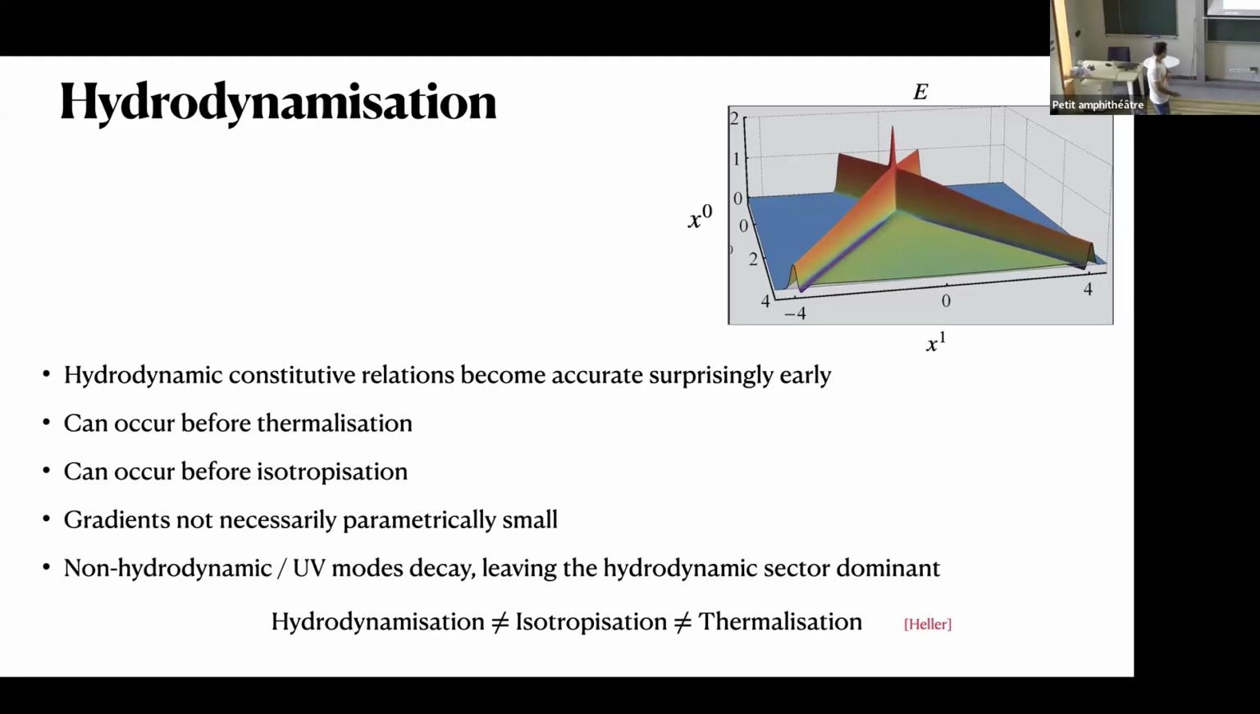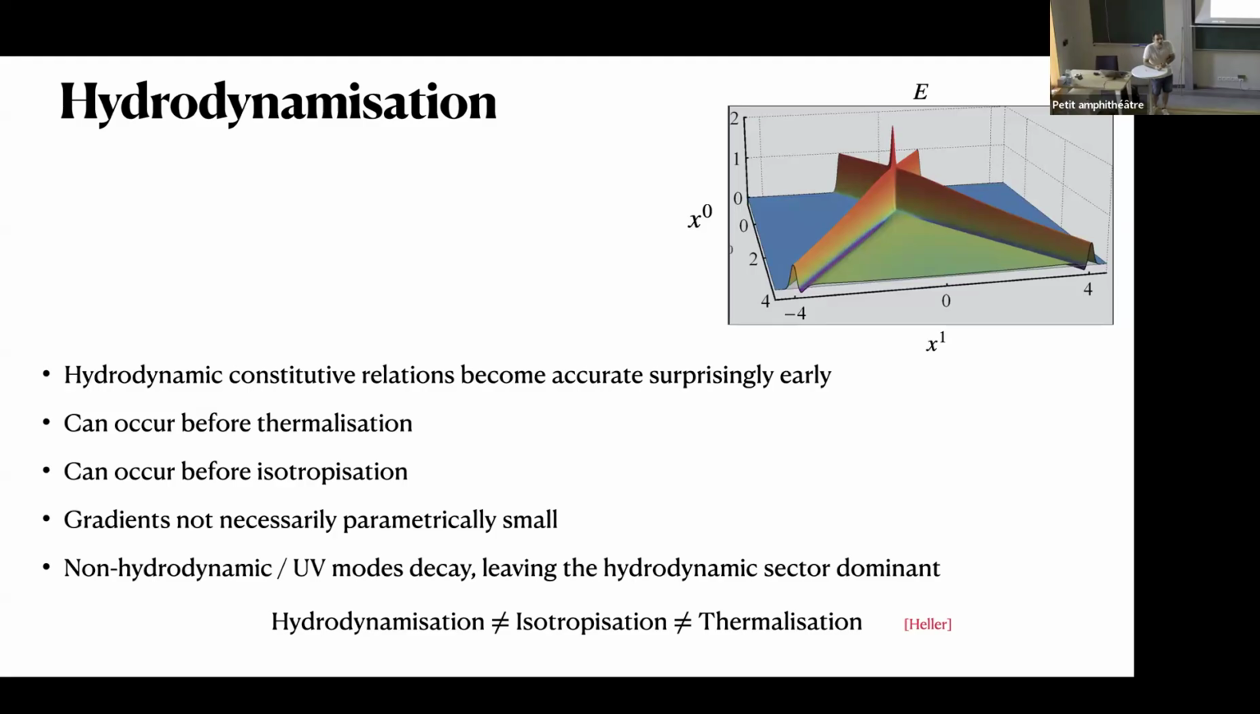Thermalization is the same idea as what I said in the previous slide, that you are close to thermal equilibrium. But global or local? Locally. This is not close to equilibrium. In that case, the gradient not being small is the same as thermalization.